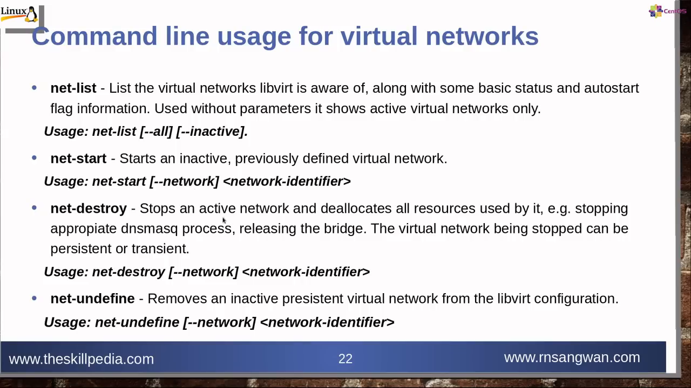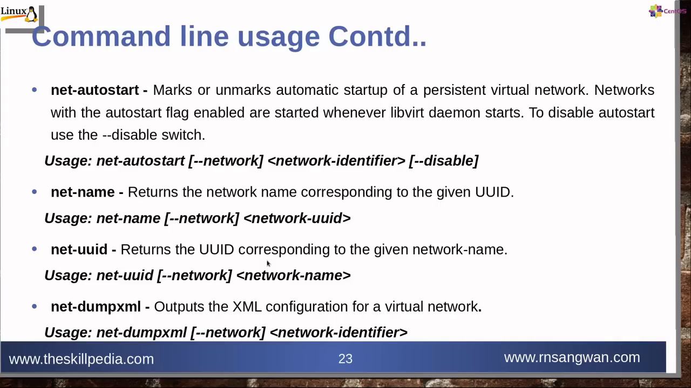Virsh net-destroy stops the active network and deallocates all resources used by it, for example, stopping the appropriate dnsmasq process and releasing the bridge. The virtual network being stopped can be persistent or transient. Virsh net-destroy and the network identifier. This is how the command is used. Net-undefine removes an inactive persistent virtual network from the libvirt configuration, that is net-undefine and the network identifier.